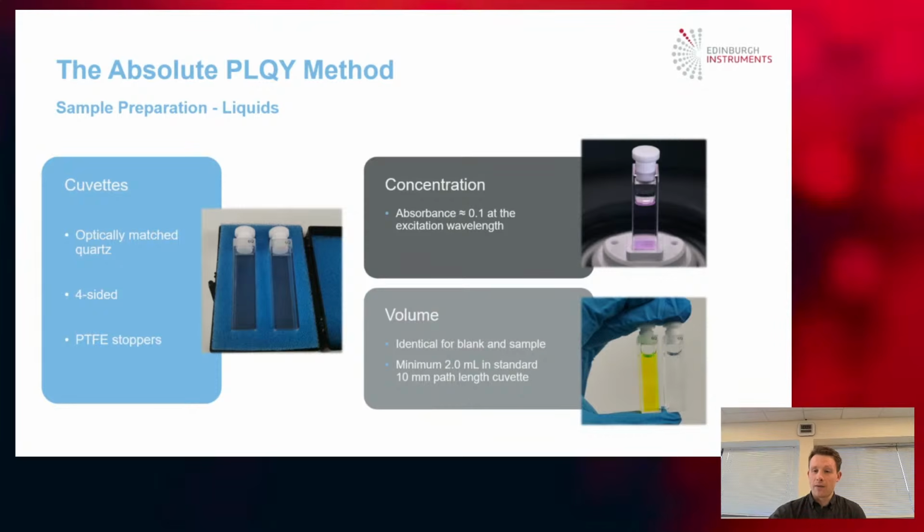For the concentration of your solution, you want the absorbance to be around 0.1 at the excitation wavelength. This ensures that you minimize inner filter effects, but Grant will talk a bit more about that later on. You also want to keep the volume the same for the blank and the sample, so that they have the same optical properties. For a 10 millimeter path length cuvette, this is a minimum of 2 ml.